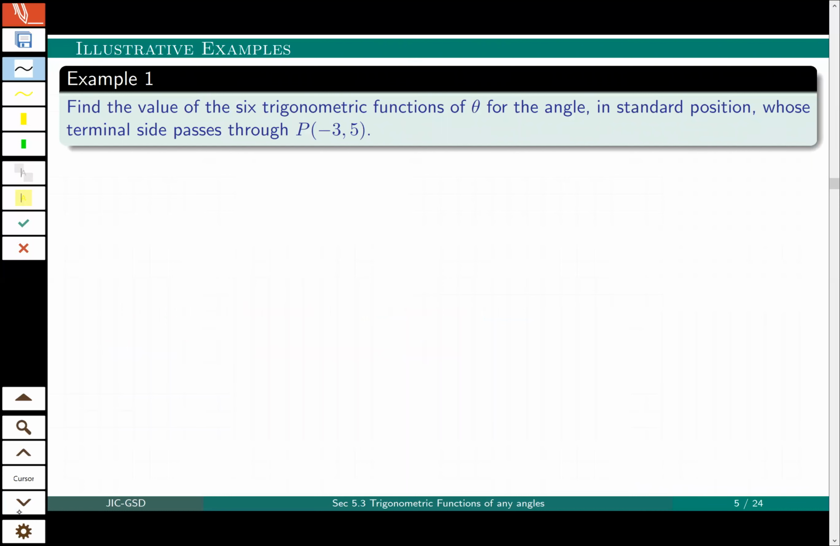Now, let's start with a basic question. Here he gave me the terminal side passing through the point (-3, 5). So all what I need to do is go and sketch the point. Where is (-3, 5)? So this is -1, -2, -3. 1, 2, 3, 4, 5. So that will be the point.